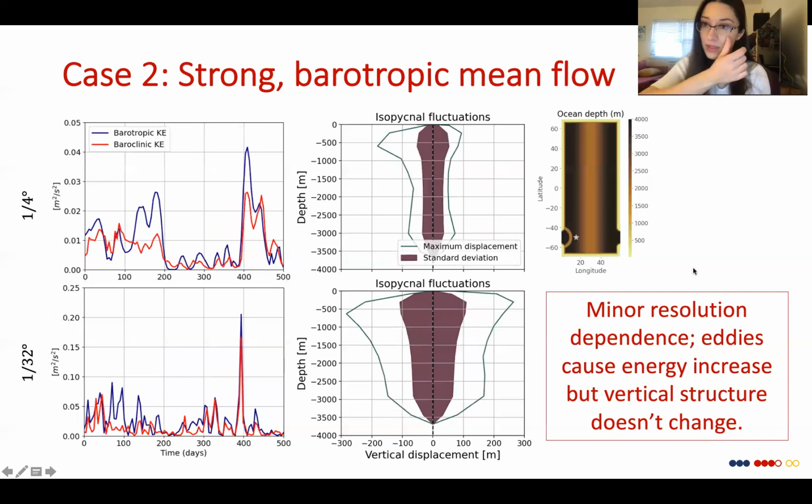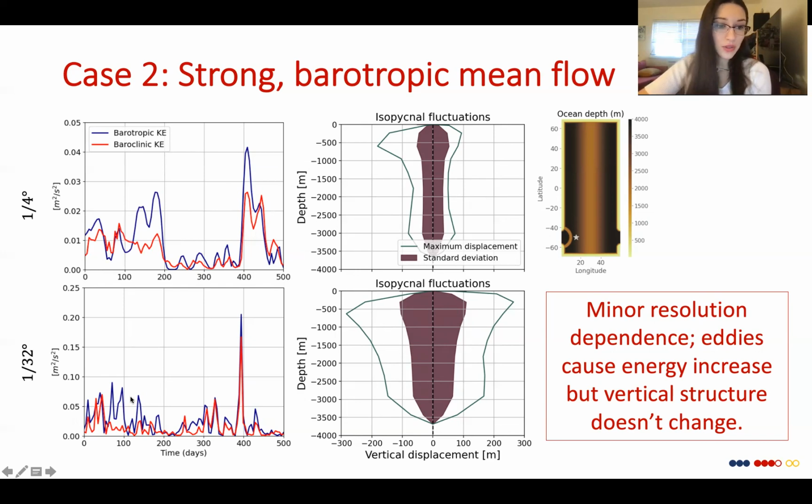The second case that we will consider is in the ACC, so at this location. And here, first of all, the energy is quite high compared to the previous plots. And also keep in mind the difference between the low resolution, high resolution y-axes. But in general, the interesting thing at this location is that the barotropic kinetic energy, again, is relatively significant, even at the low resolution case.